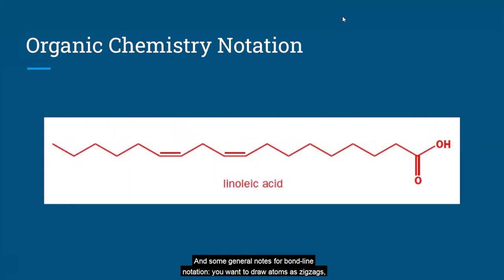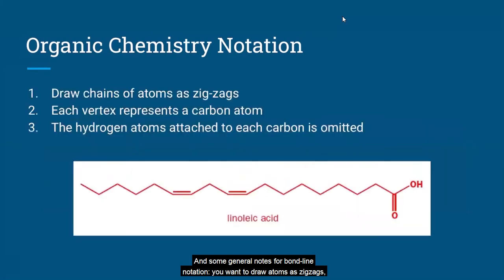And some general notes for bond line notation. You want to draw atoms as zigzags. You want each vertex to represent a carbon atom, so you wouldn't have to draw a carbon atom here, and so on. And lastly, the hydrogens attached to each carbon atom are omitted. So for example, there would be 2 hydrogens here, but we don't need to draw them because that is the convention of bond line structure, and it allows us to save time when drawing molecules and to also reduce the amount of clutter.